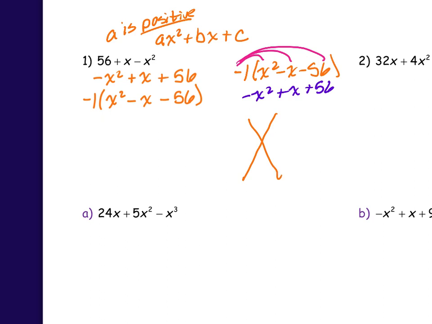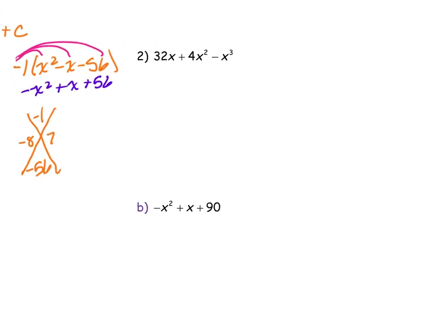Now we're back to what we've been doing this whole time. What multiplies to be negative 56 and adds to be negative 1? Anybody have a clue? Yeah, negative 8 and positive 7. Good. So I've got x minus 8 and x plus 7.